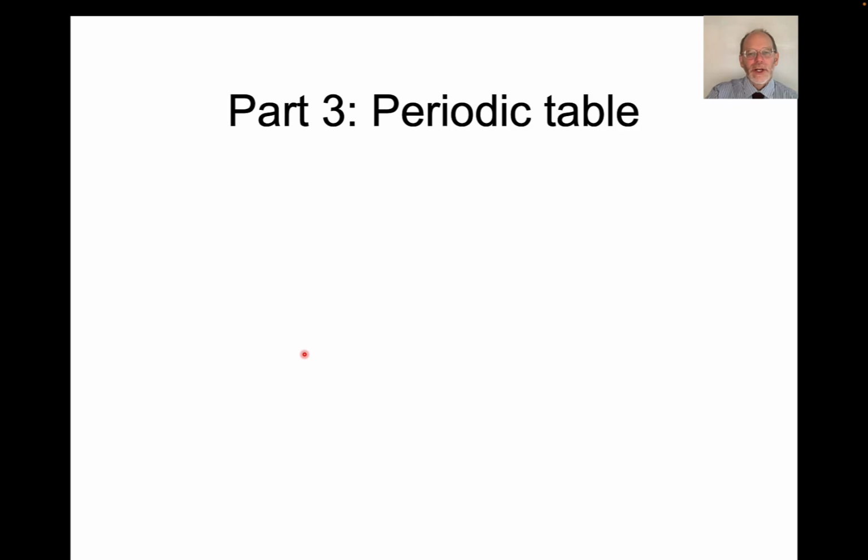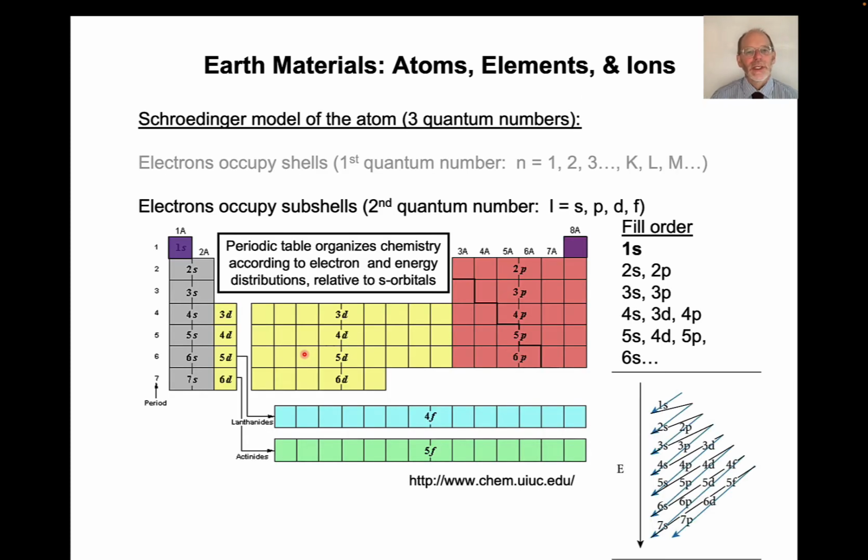Now let's talk about the periodic table. The periodic table is organized according to how the different shells are filled. So if we look at the first row here, it corresponds to the filling of the 1s shell. The second row corresponds to filling of the 2s shell and then the 2p shell. Third row is the third shell. Fourth row is the fourth shell. Fifth row is the fifth shell.